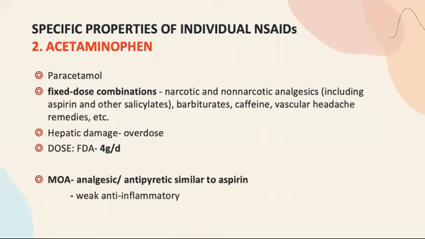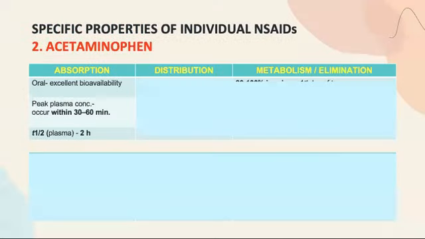Acetaminophen has analgesic and antipyretic effects similar to those of aspirin, but only weak anti-inflammatory effects. It is a non-selective COX inhibitor, which acts at the peroxide site of the enzyme and is thus distinct among NSAIDs. Oral acetaminophen has excellent bioavailability. The peak plasma concentration occurs within 30 to 60 minutes, and the half-life in plasma is about 2 hours.